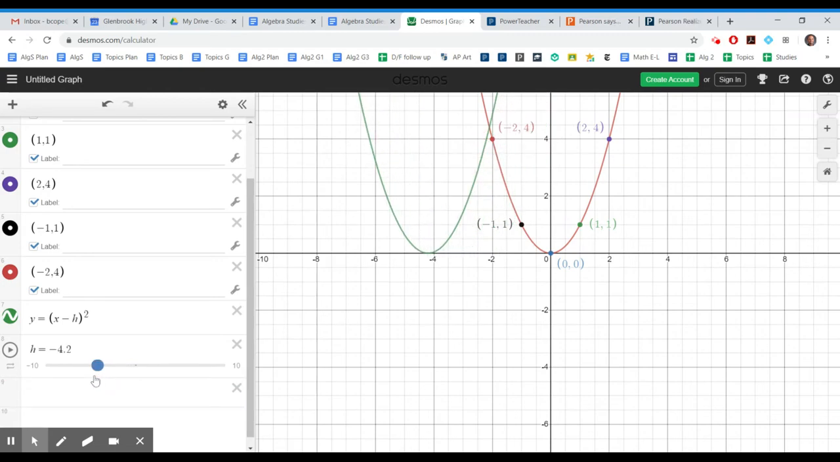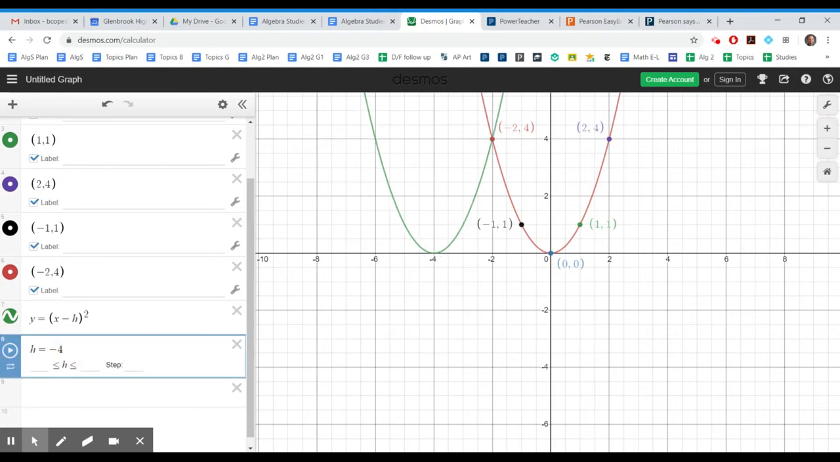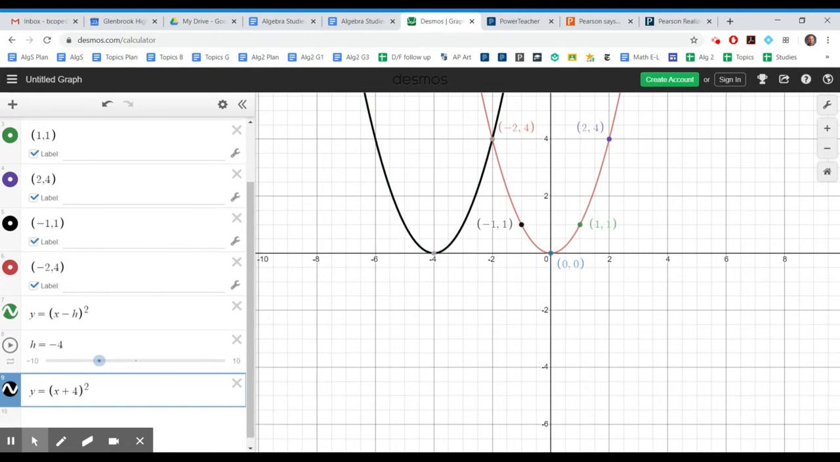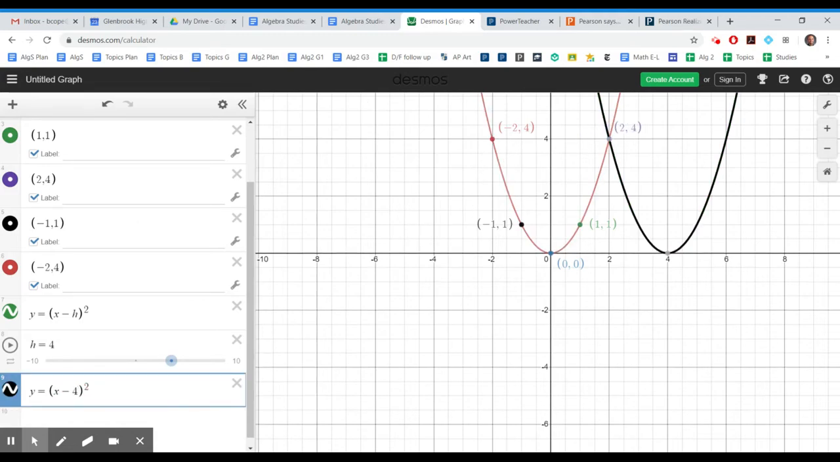But how is that going to appear if we were to actually write it as a function, right? Because suppose h was negative 4. Well, that's actually going to appear as (x plus 4) squared, right? So in order for the parabola to move 4 units to the left, we replace x with x plus 4. In order for the parabola to move 4 units to the right, and when I say the parabola, I mean every point on the parabola, including the vertex, we would replace x with x minus 4.